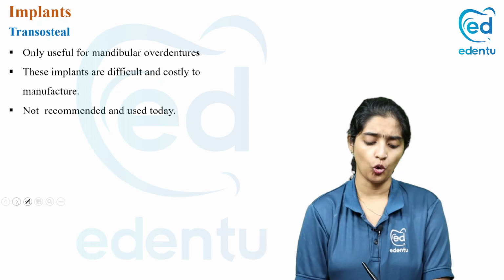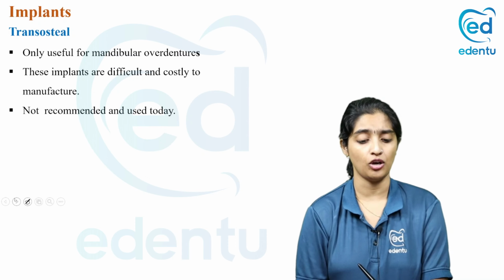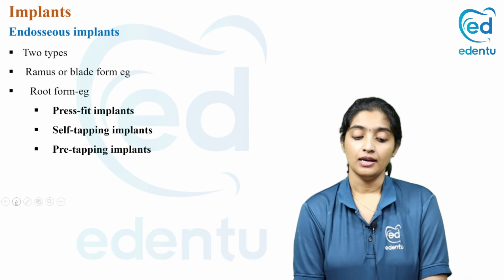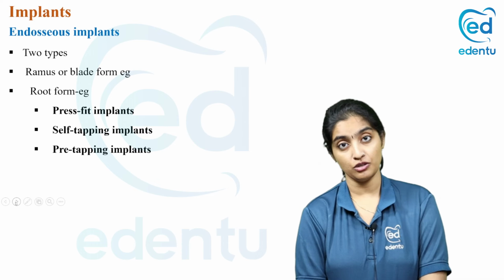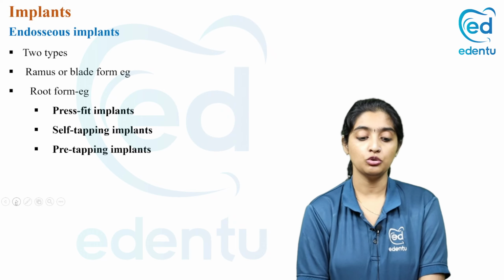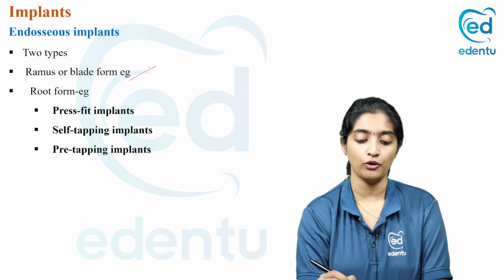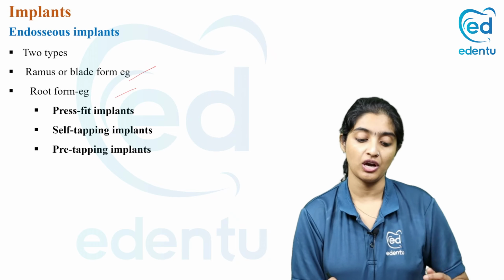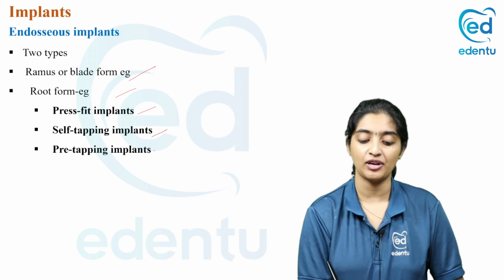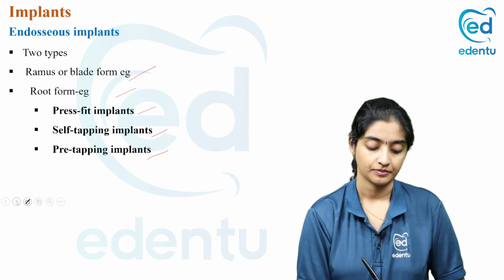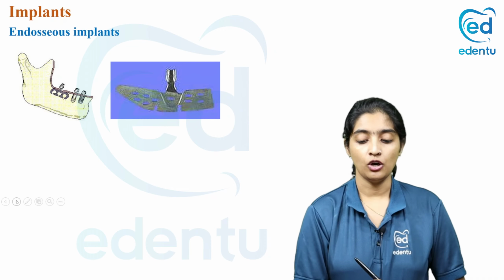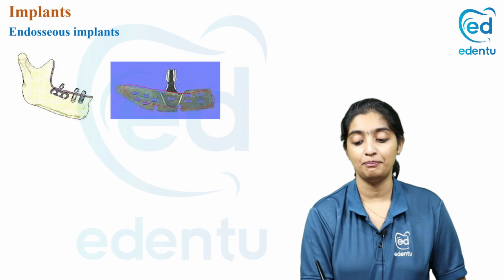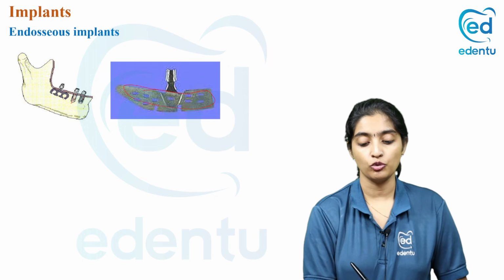See, these were all older implant designs, now not very commonly used. Endosseous implants are the type of implants we commonly use now. There are two types: either ramus or blade form, or root form implants. Root form implants are the most commonly used now. There you have press fit, and self-tapping or pre-tapping implants. Now, these are the different designs for endosseous implants. You have something called a blade design. Then you have root forms also.